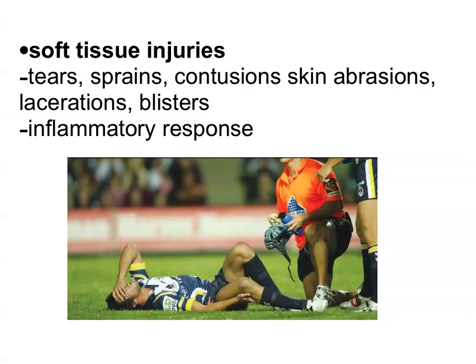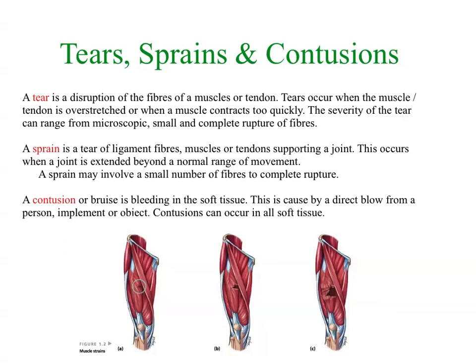The second dot point relating to STEM 1 is soft tissue injuries. And here we'll look at things such as tears, sprains, contusions, skin abrasions, lacerations, and blisters, as well as the inflammatory response. We're looking at tears, sprains, and contusions.